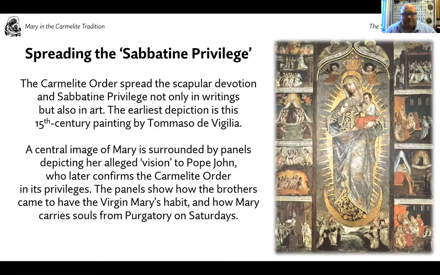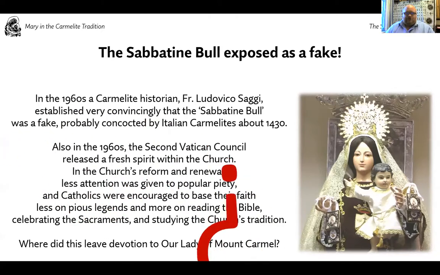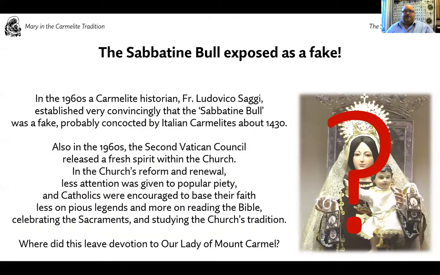The order spread this devotion, not only in its writings and its preaching, but also in art. This is another early icon of the order from the 15th century that depicts miracles attributed to Mary and the scapular, similar to the Cyprus icon we saw earlier. And it's around this alleged vision to Pope John and how Mary would carry souls from purgatory on Saturdays. However, in the 1960s, a Carmelite historian called Father Ludovico Saggi established very convincingly that this Sabbatine bull, this supposed letter of the Pope, was a fake, almost certainly concocted by Italian Carmelites around the year 1430, not actually a letter written by the Pope 100 years earlier.